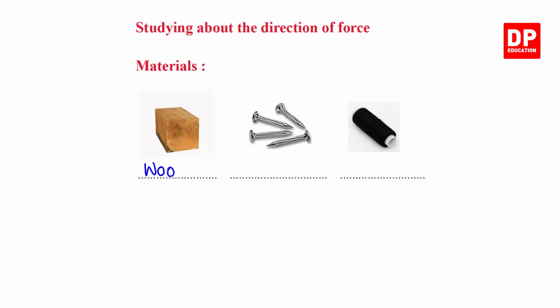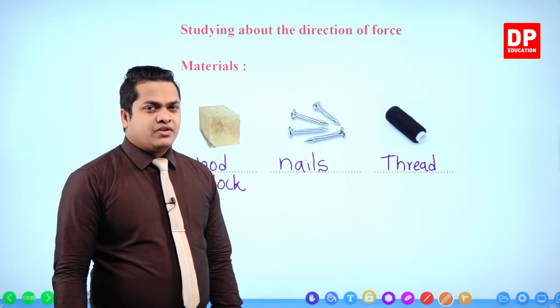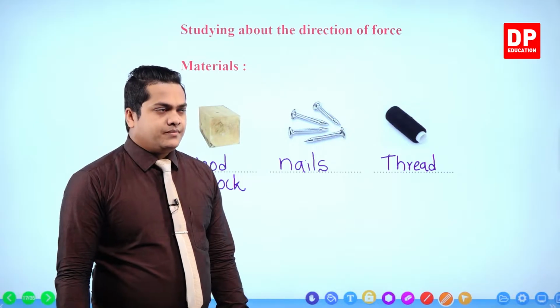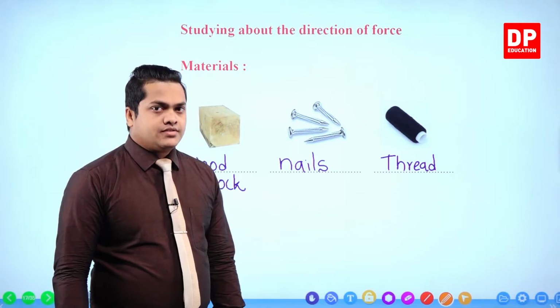Wood block, some nails, right? Nails, then thread, right? So these are the materials. Quite simple bit of an experiment. Okay, activity. You'll be needing a wood block, nails, and some pieces of thread, right?